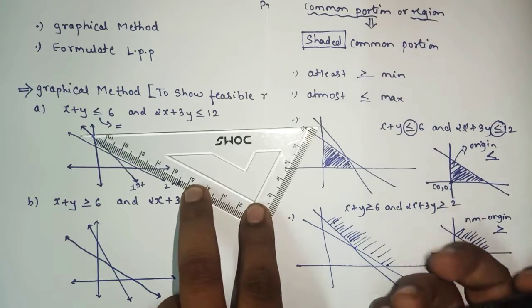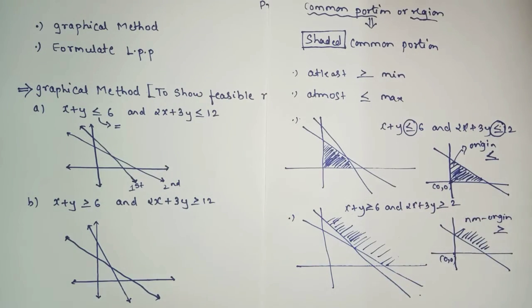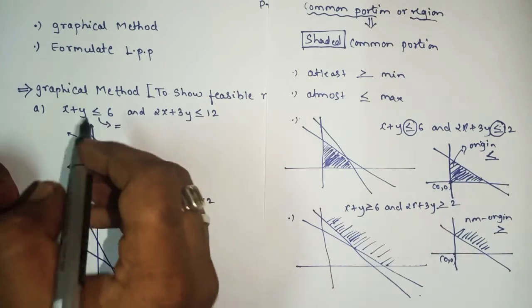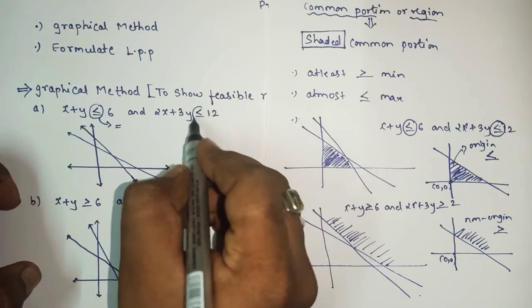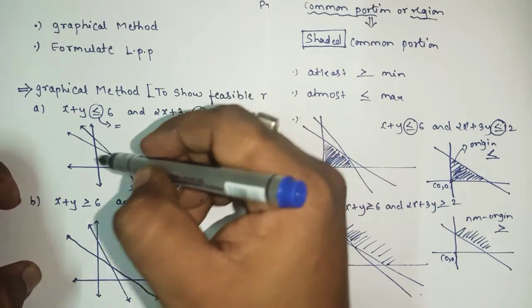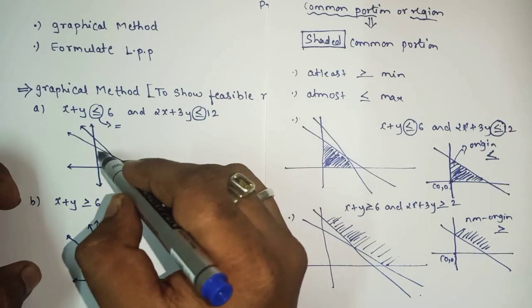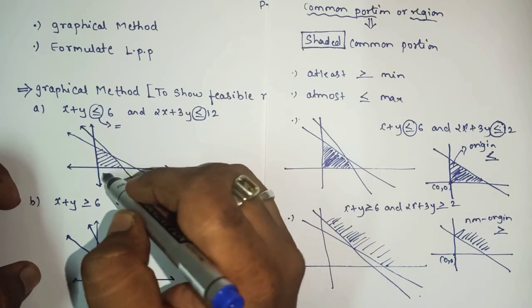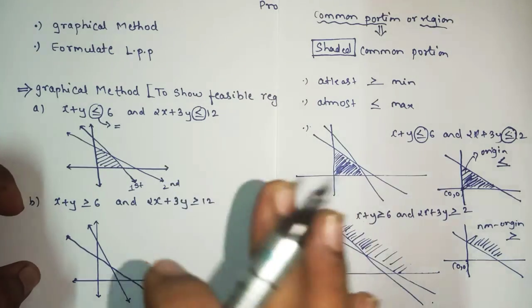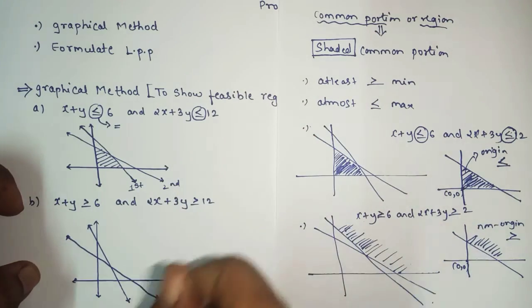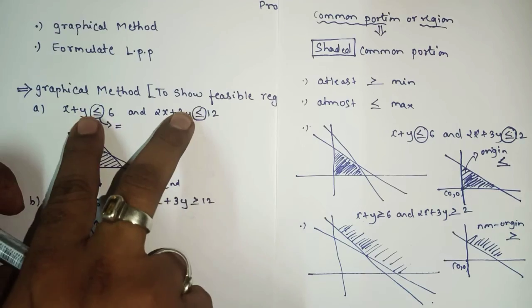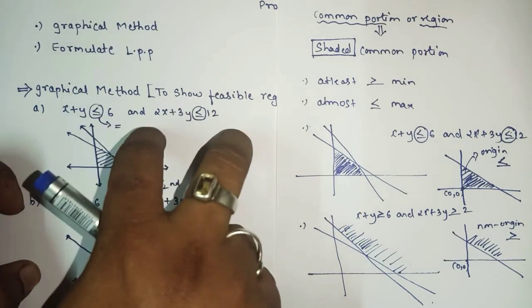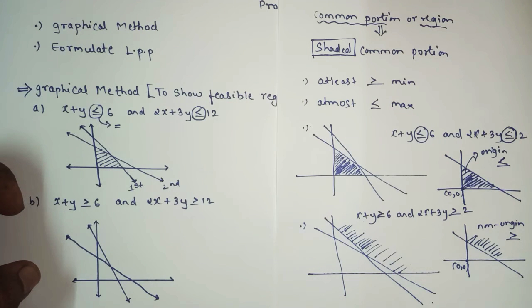So here, clearly can I say that for these two linear inequations, when they contain less than or equal to, the common region, the common portion, is actually this one. This is the common portion. This common portion is known as the feasible region. So what do you mean by feasible region? The common region between two or more than two linear inequations is known as the feasible region.